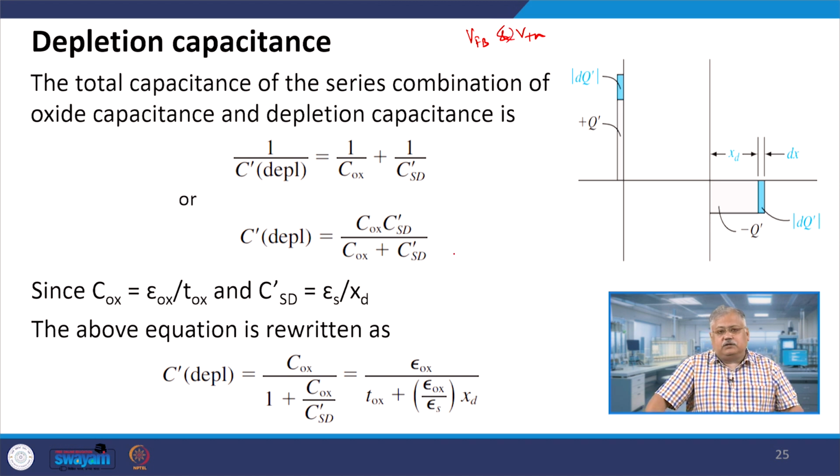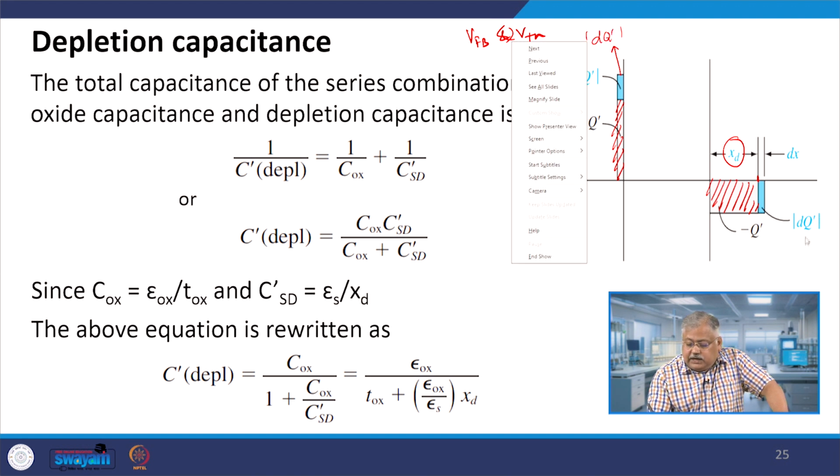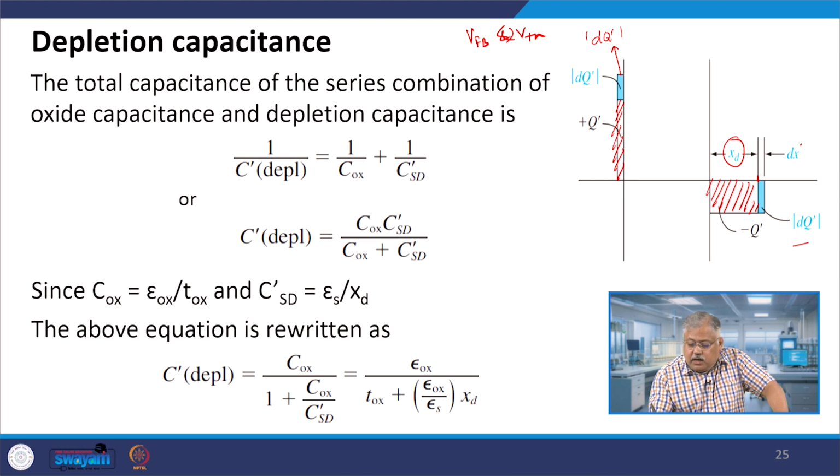The depletion capacitance, if you look very carefully, since now you are giving a positive bias, you will get a positive on the metal side, and therefore you will get a negative on the semiconductor side, which will be given by this xd. Xd is the depletion width which you see, and because of this change dQ prime, there will be an additional value of your depletion width, which is given by dx.